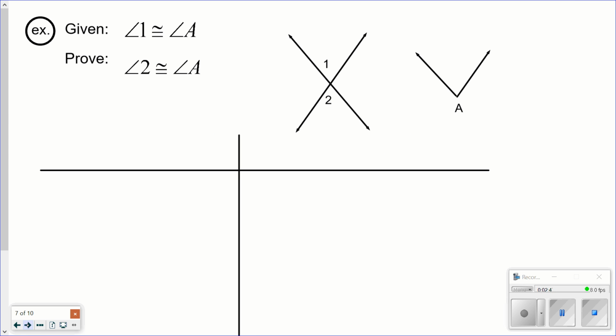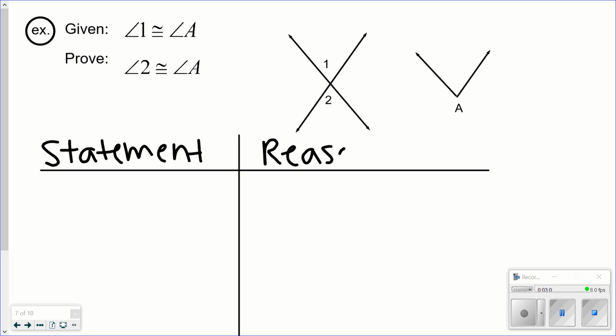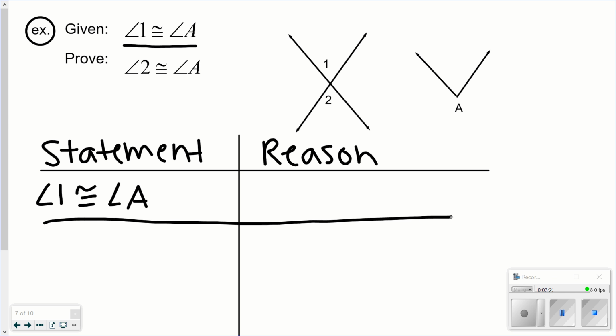All right, so here's our first proof. We're given that angle 1 is congruent to angle A, and we want to prove that angle 2 is congruent to angle A. All right, so with our two-column proof, I want to make sure I write statement on this side and reason on the other side. Like I said before, the first thing you write in the proof is what you're given. And in this case, we're given that angle 1 is congruent to angle A. And our reason is just to say it's given.